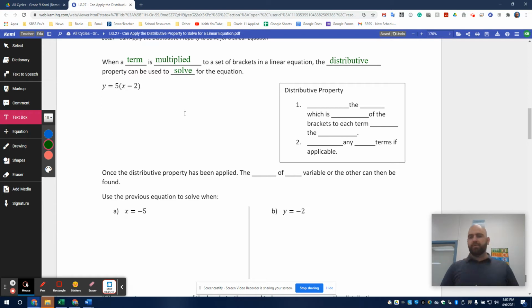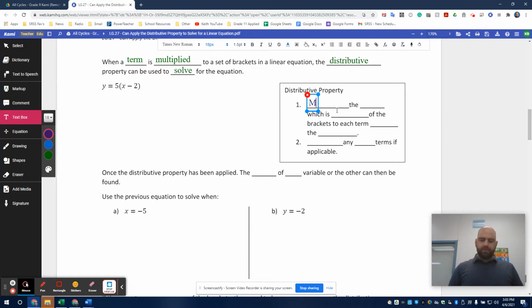So really we're doing the same thing that we've done in the past, but now we're just looking at it in a bit of a different way, in a bit of a different area. So here's an equation, y equals 5(x minus 2). Now the 5 is being multiplied into the brackets, which means that it's being multiplied to both pieces inside the brackets. Okay, just like we did with monomials and polynomials, we need to multiply this 5 into the brackets. So that's something called the distributive property.